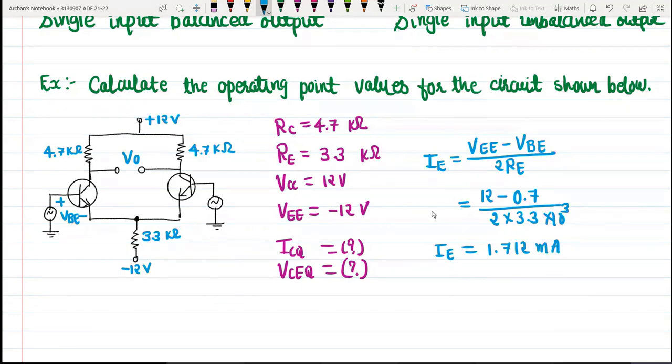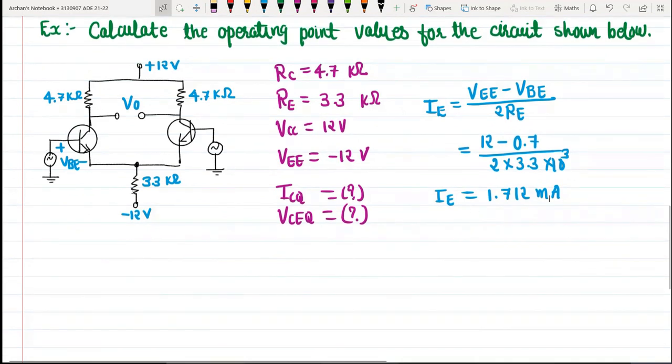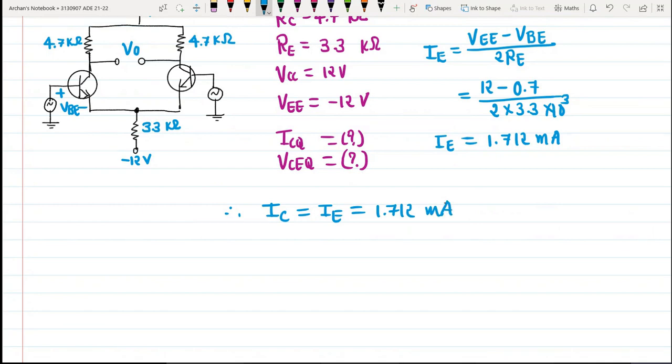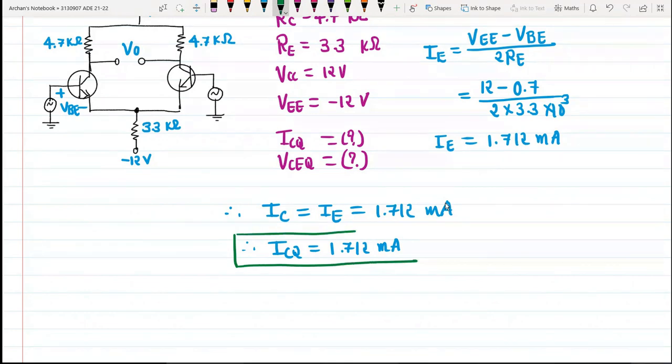Okay, so upon solving, you will get the value of IE equal to 1.712 milliampere. Okay, so this is the amount of emitter current which is flowing through the circuit. And now we know, in the case of a transistor, that IC is equal to IE, and that is equal to 1.712 milliampere. So our first operating point ICQ is 1.712 milliampere. Okay, so this was the first point.